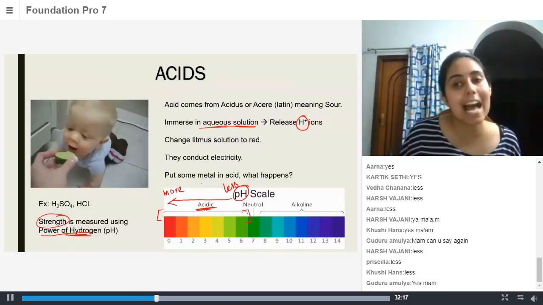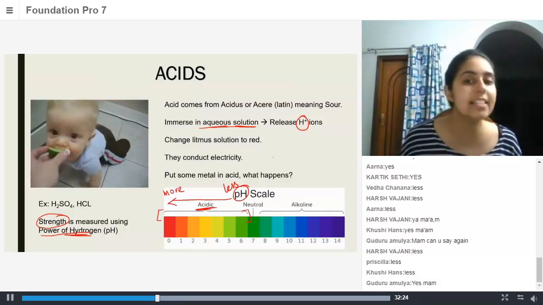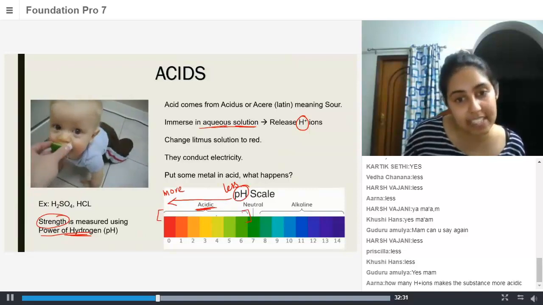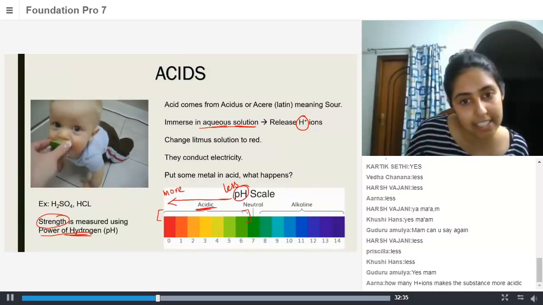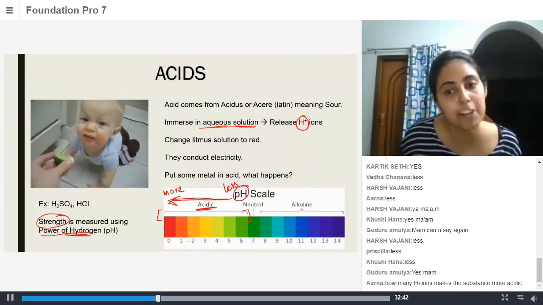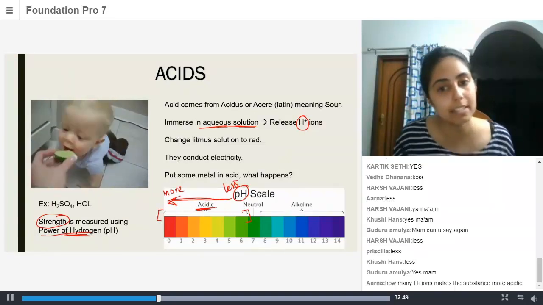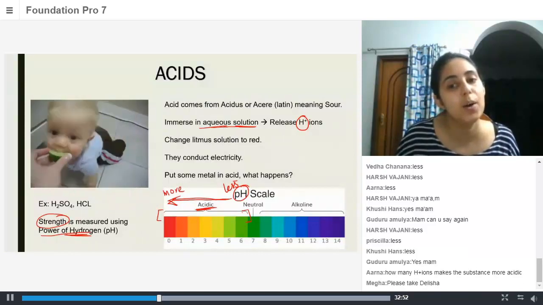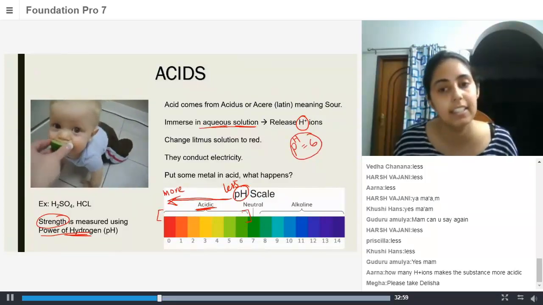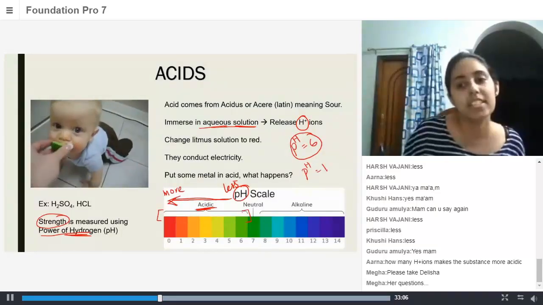So if I say an acid has a pH of 6, does that mean more acidic or less acidic? Ma'am, more acidic. See over here, the acidity is increasing in this direction. So 0, 1, 2, 3 are highly acidic, 4, 5, 6 are less acidic. So as it increases from 0 to 6, it becomes lesser and lesser acidic. Did you understand? Yes, ma'am. So when I say the pH of some substance is 6, it is less acidic. When I say pH is 1, it is more acidic.